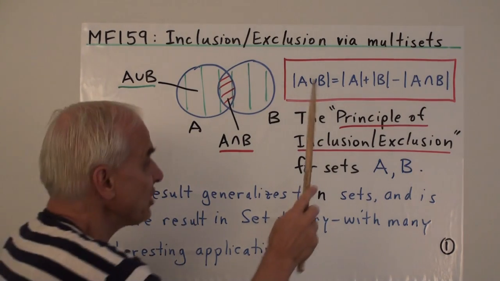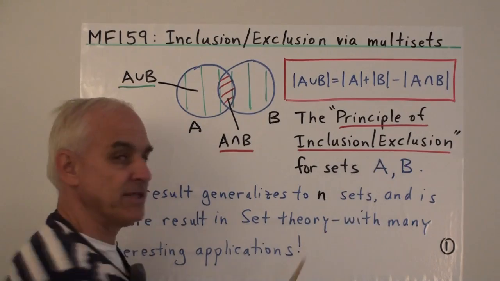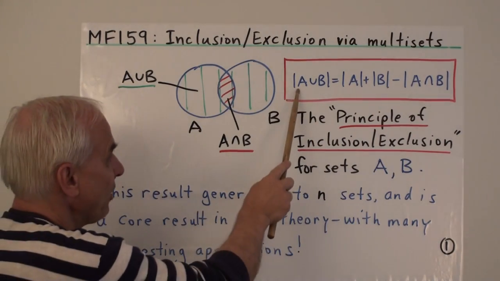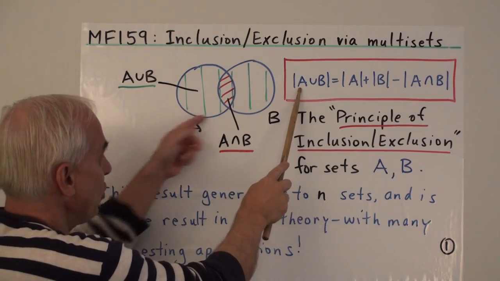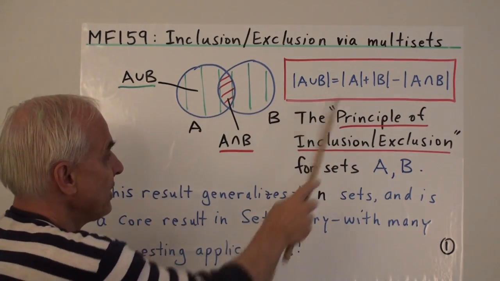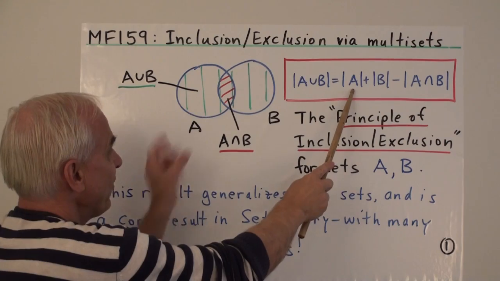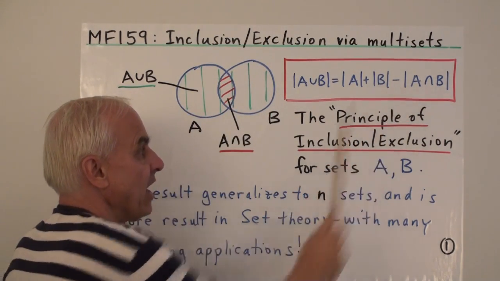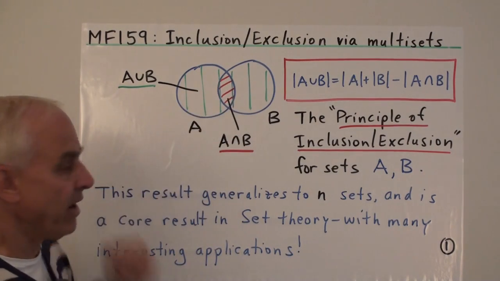Okay, and the principle of inclusion-exclusion for these two sets A and B is usually stated this way, that the number of elements, or the size of A union B, is the sum of the size of A plus the size of B minus the size of the intersection A intersect B.